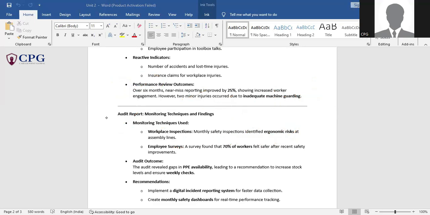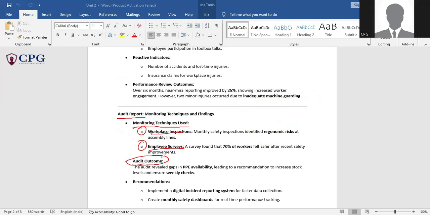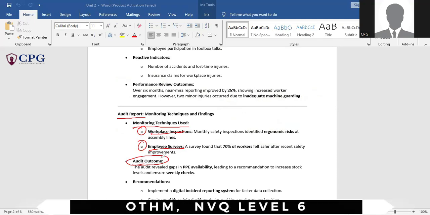Now moving on to the third section of task 1, that is the audit report. What kind of auditing methods and monitoring techniques are you using? Workplace inspections, employee surveys, are you doing them? What kind of techniques have you used? You have to mention them, and you also have to mention the outcome of the report. What is the outcome? Whether the PPE is available or not, and what the factors are that you have checked in the audit.